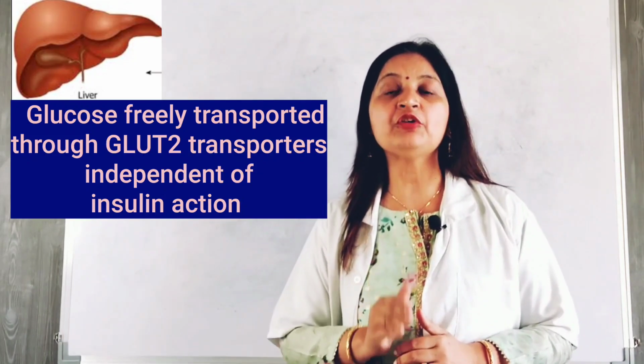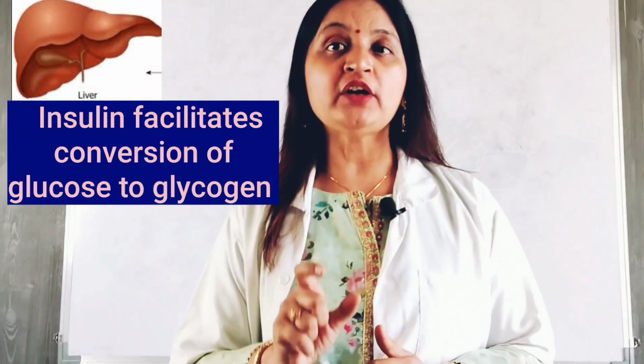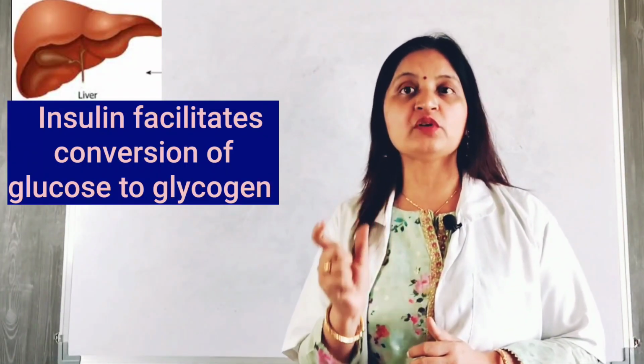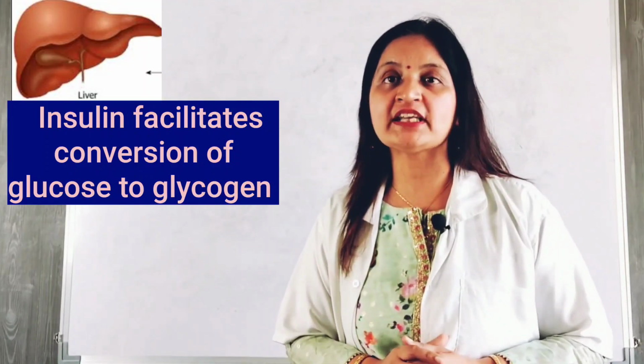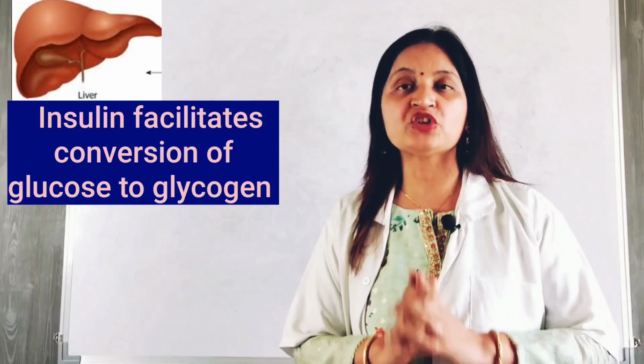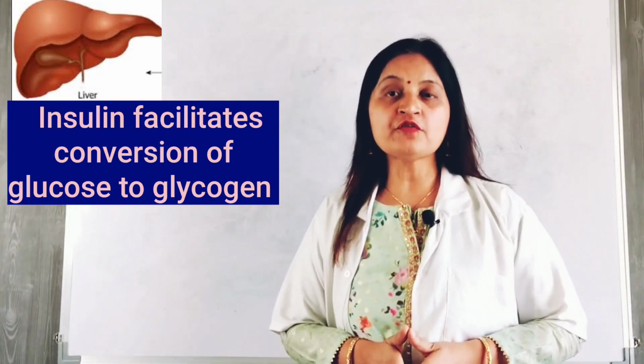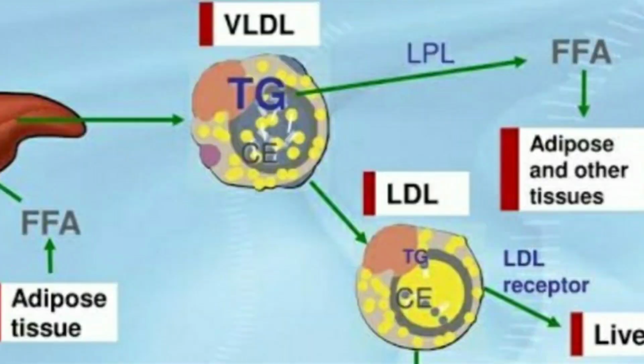So glucose is freely transported into the liver, but insulin facilitates the conversion of glucose to glycogen by the process of glycogenesis and by stimulating the enzyme glycogen synthase. Insulin also facilitates the conversion of glucose to free fatty acids, and these free fatty acids are converted to triglycerides. The triglycerides are transported by VLDL lipoproteins, which carry a large amount of triglycerides, and these lipoproteins express apoprotein C2, which is expressed on the surface of the lipoprotein.